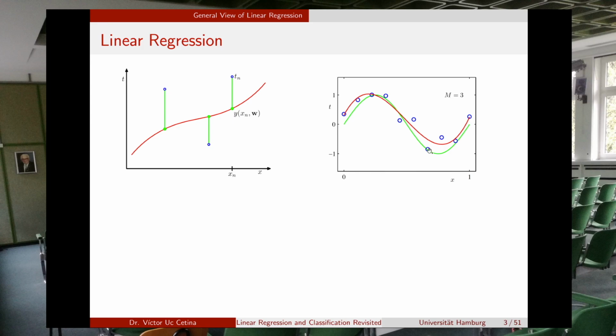So given these points, we estimated the parameters of a polynomial. In this case, the final polynomial of degree 3 is this red curve. In this case, this capital M refers to the number or the degree of the polynomial. Okay, so this is a degree 3.